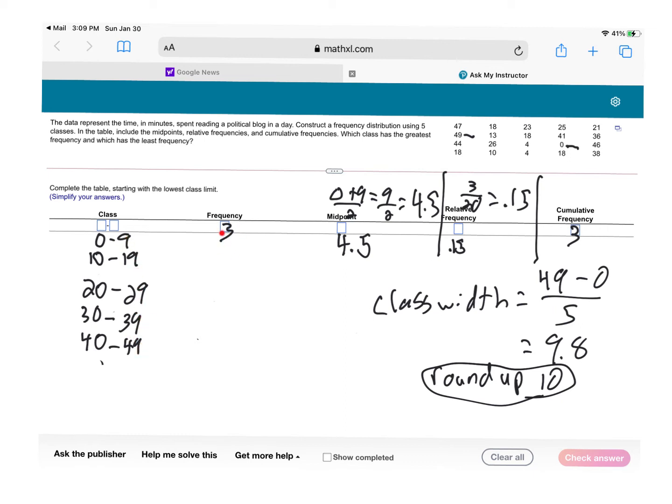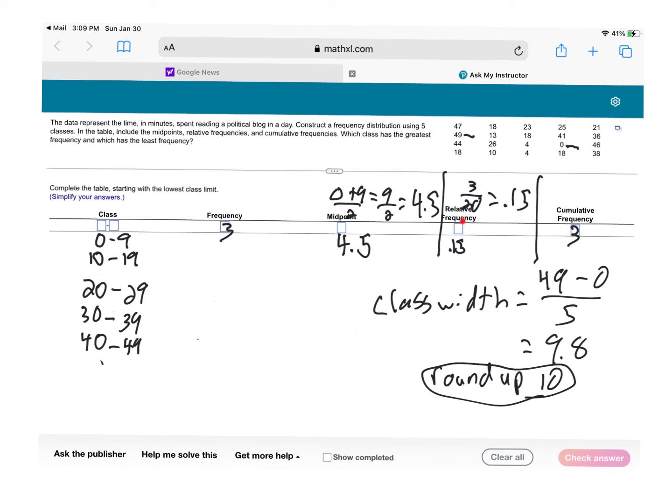The frequency is how many occur between 0 and 9. So you come over here and look: how many numbers do we have between 0 and 9? 1, 2, I find 3 of them. So the frequency is 3. The midpoint, you just add the lower limit plus the upper limit and divide by 2. So the midpoint for this first class is 4.5.